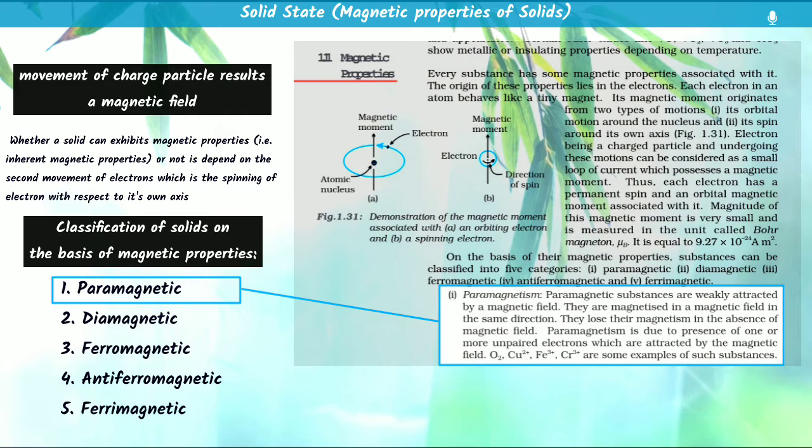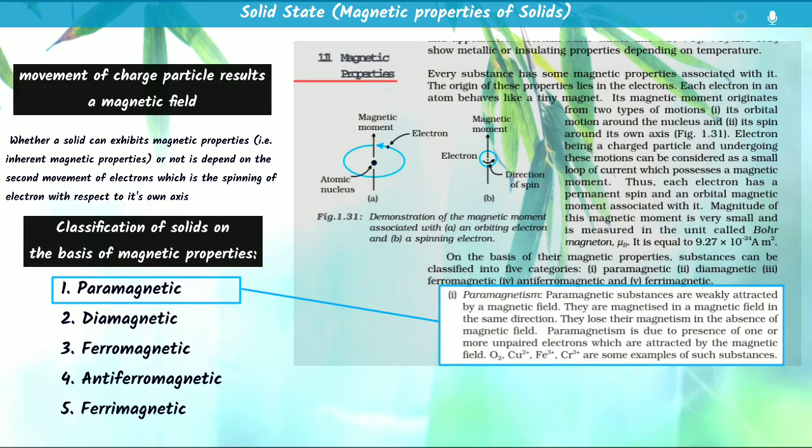In case of paramagnetic solids, they have one or more unpaired electrons. Paramagnetic solids exhibit their magnetic properties only in the presence of an external magnetic field. If the external field is absent, they will not exhibit magnetic properties.